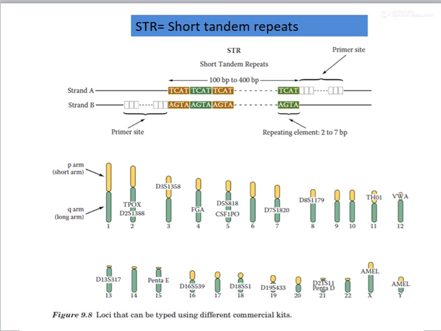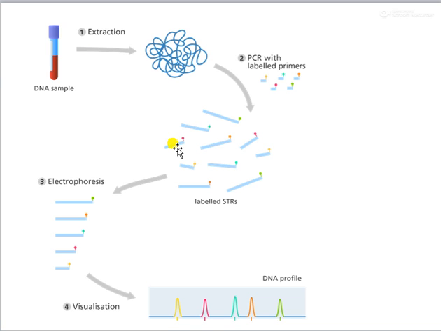Now, an overview of the process: we take a DNA sample, extract the DNA, and take labeled primers which lie a little bit ahead or on either side of the short tandem repeats, and they will be fluorescently labeled. You amplify these short tandem repeats, carry out capillary electrophoresis, and then visualize them after laser based detection, and you get an electropherogram. Using this electropherogram, a DNA profile is created.